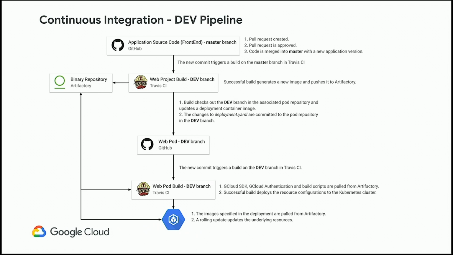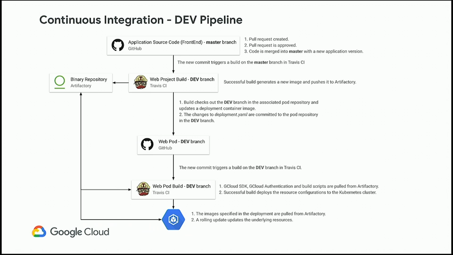Once that checks out, we move on to the next stage where it checks out the dev branch in the associated pod repository. In this case, the pod repository is that independent infrastructure repository we're using separately from our application source code. Then it updates a deployment container image. The changes to the deployment YAML configuration are then committed to the pod repository in the dev branch. Then you see down there we have the web pod repository, the dev branch.